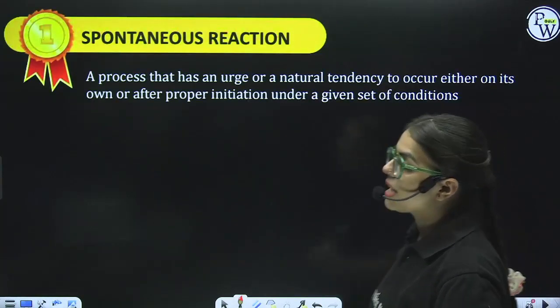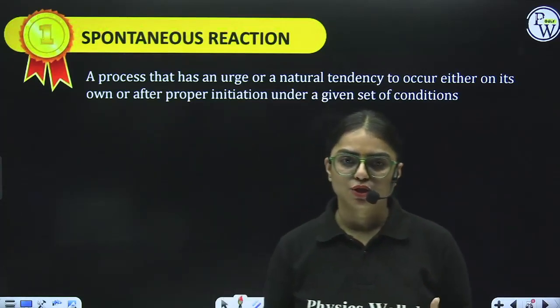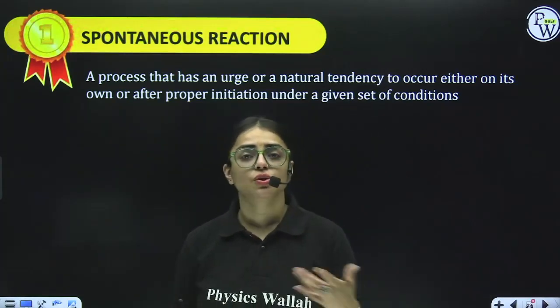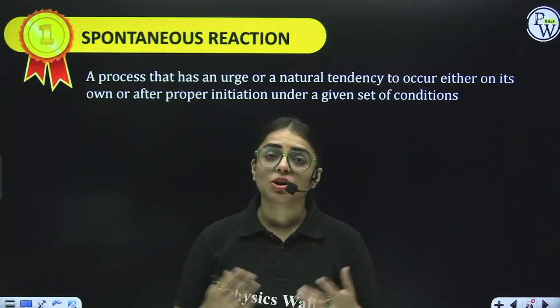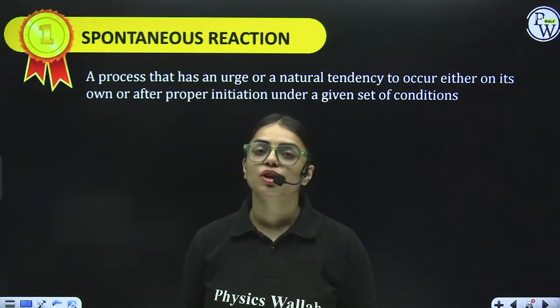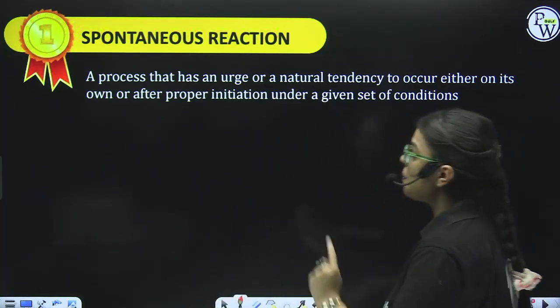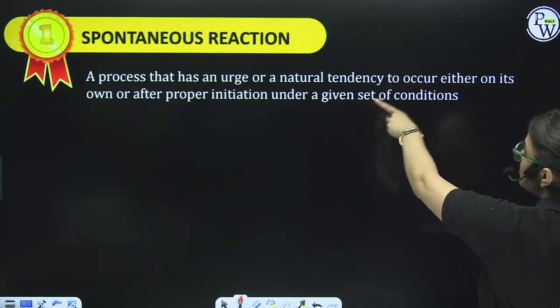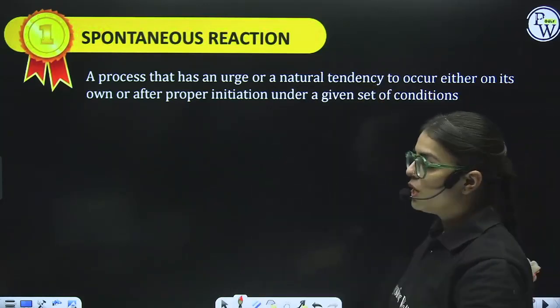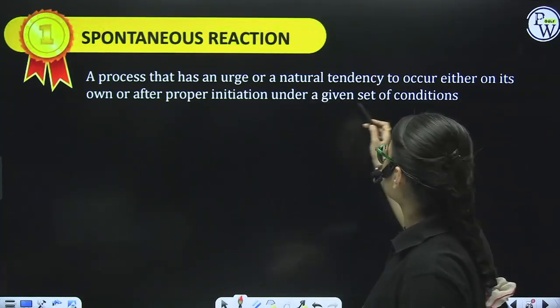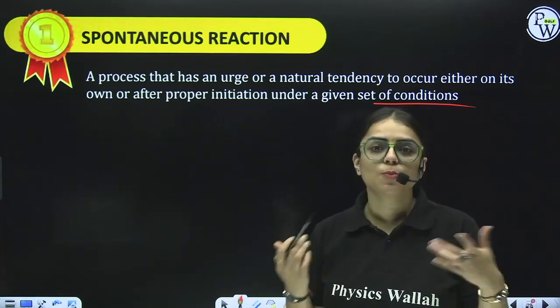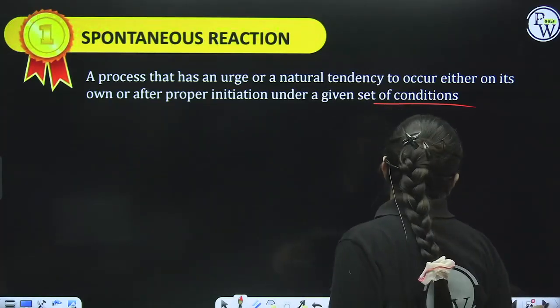Now students, next comes the part: what is a spontaneous reaction? A spontaneous reaction is something which occurs on its own, right? And for a spontaneous reaction, always remember delta G is going to be negative. Clear? Next, a process that has an urge or a natural tendency to occur either on its own or after proper initiation under a given set of conditions is a spontaneous reaction.